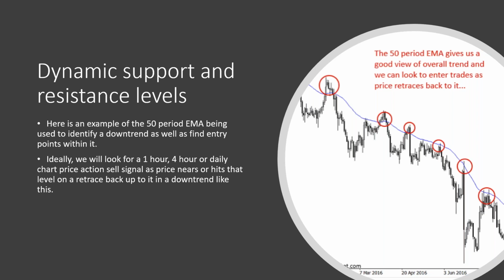So as you see on this chart, we have a 50 period moving average on the chart. And you can see that every time price moves up towards it, it breaks through and falls back down. When it breaks above it, it's broken its resistance level. When it eases back down, it's easing back to its support level.